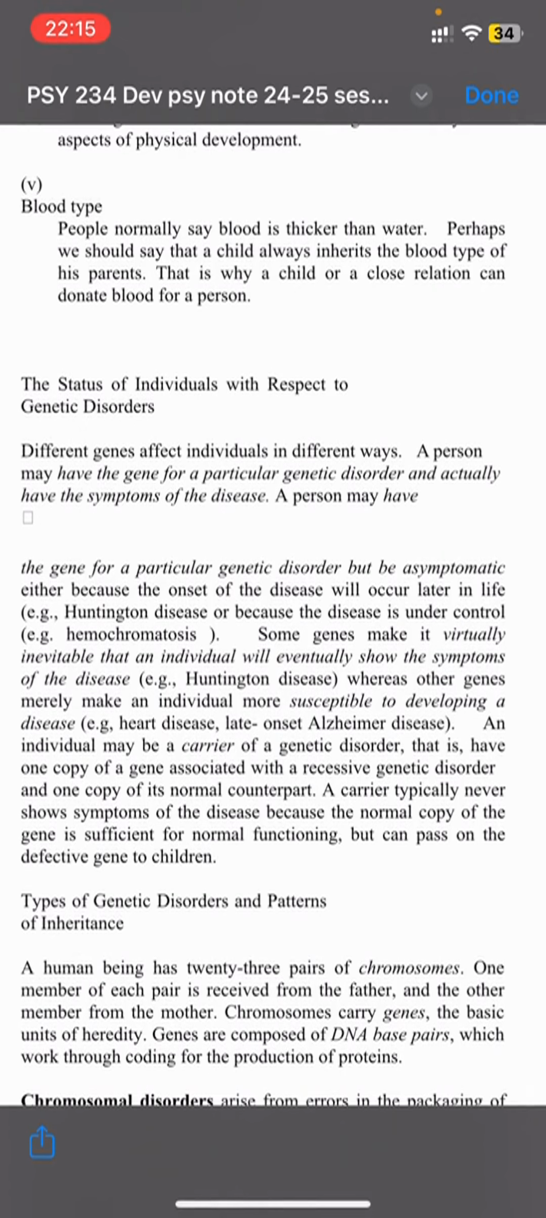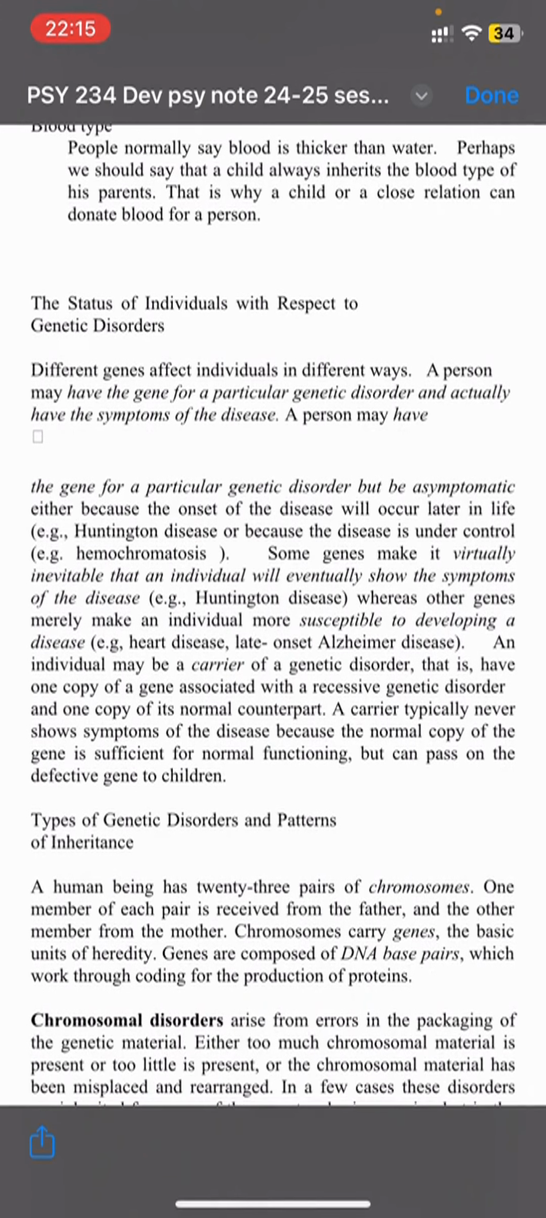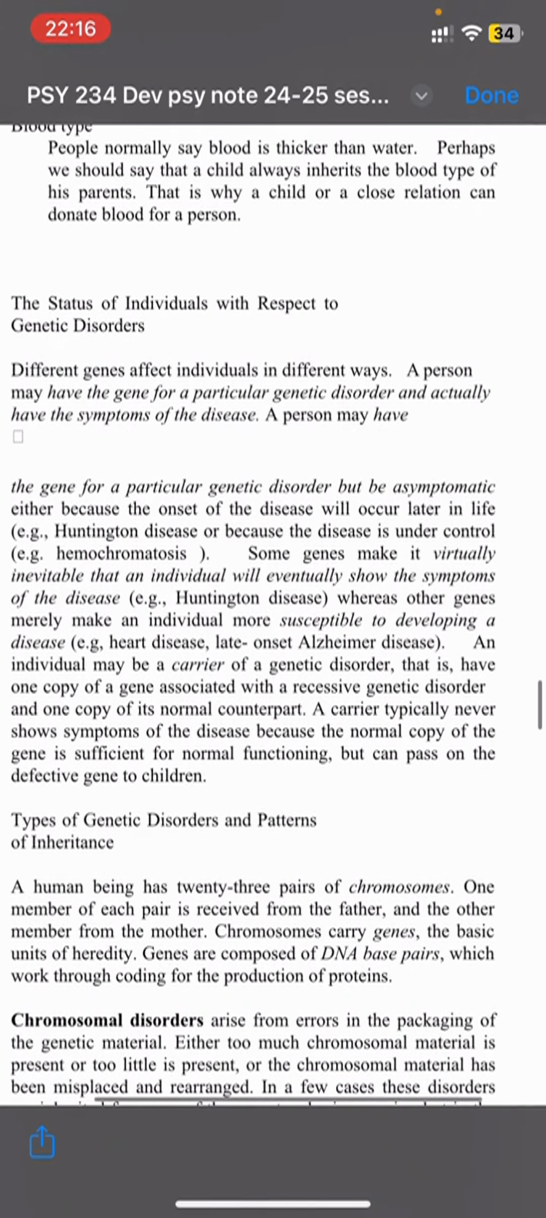The status of individuals with respect to genetic disorders. Okay. Different genes affect individuals in different ways. That is crazy. A person may have a gene for a particular genetic disorder but be asymptomatic, either because the onset of the disease will occur later in life, e.g. Huntington disease, or because the disease is under control, e.g. hemochromatosis. Some genes make it virtually inevitable that an individual will eventually show the symptoms of the disease, e.g. Huntington disease, whereas other genes merely make an individual more susceptible to developing a disease.